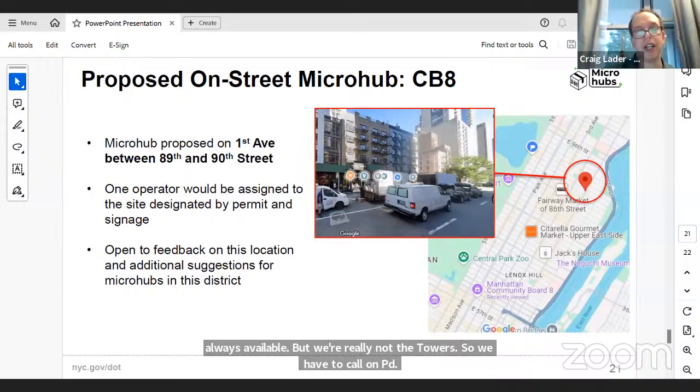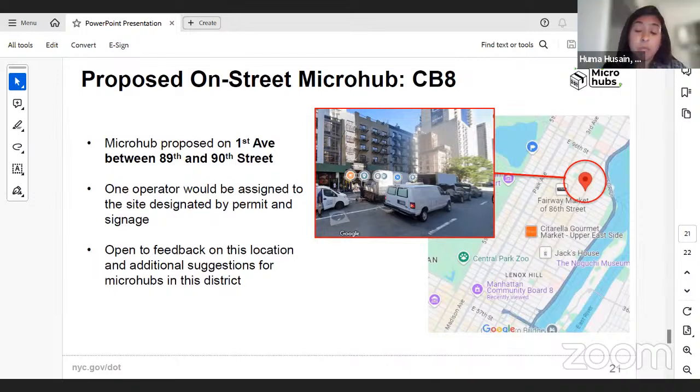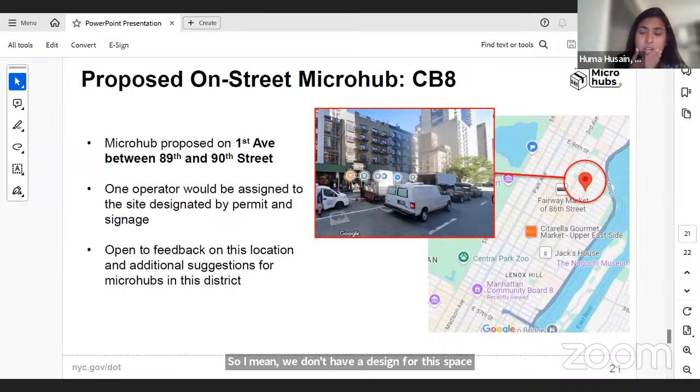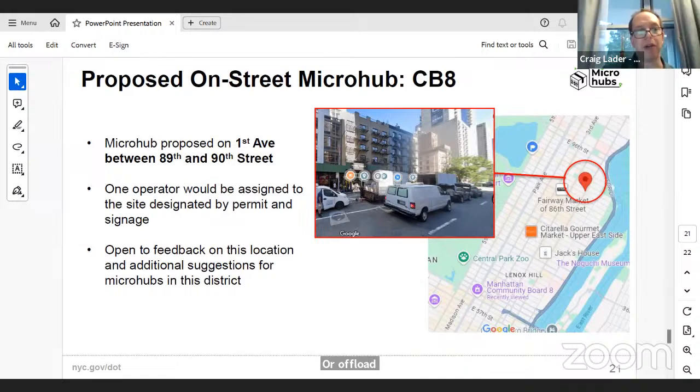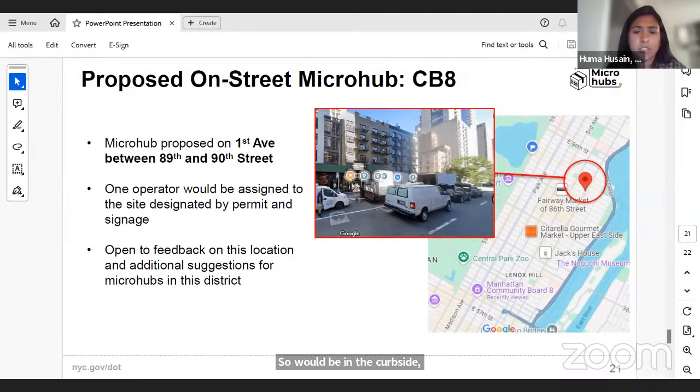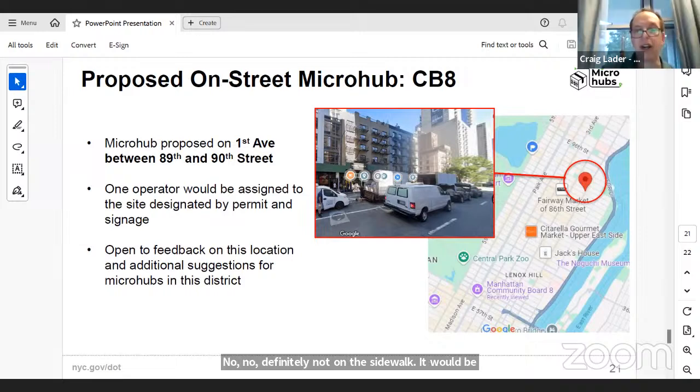Okay, and then you mentioned that there would be bike corrals there. Where would those be installed? So, I mean, we don't have a design for this space, but it could be on either end. If I'm thinking off the top of my head, I think it would probably be on the left side of this image and the truck would pull in on the right so that they could back in or also pull in behind. So it would be in the curbside and that would be more semi-permanent. It wouldn't be on the sidewalk? No, definitely not on the sidewalk. It would be within the micro hub space itself. Okay. Yeah. All right, I appreciate that.